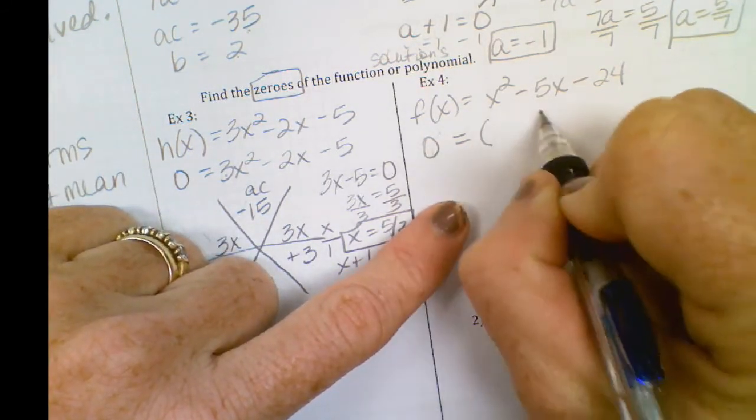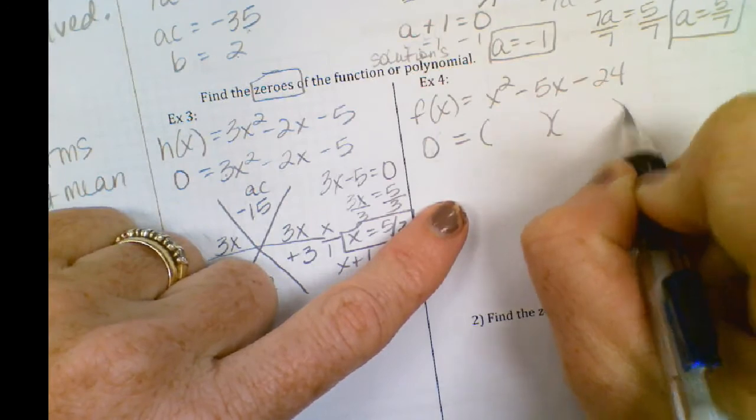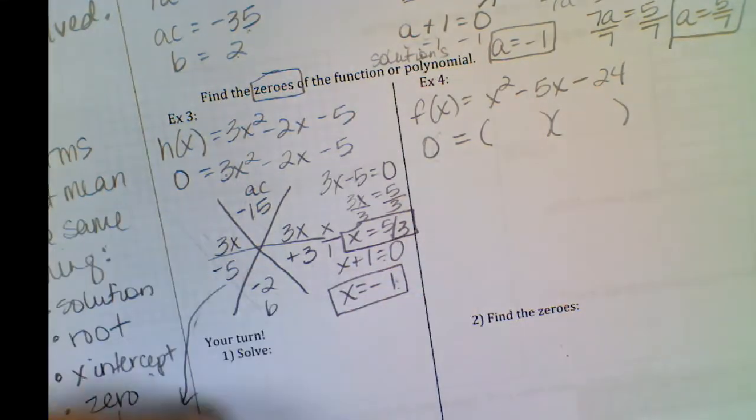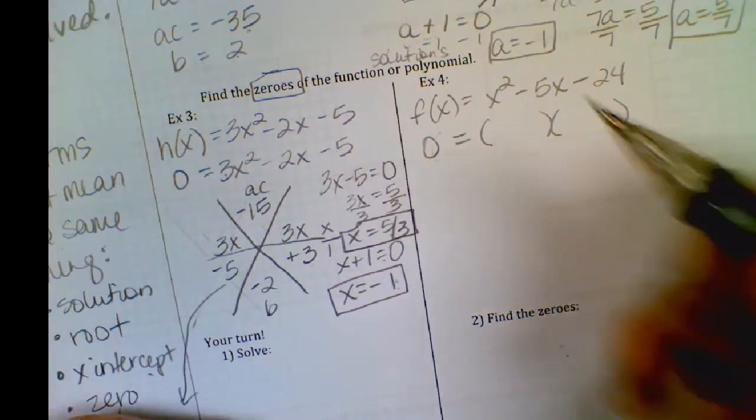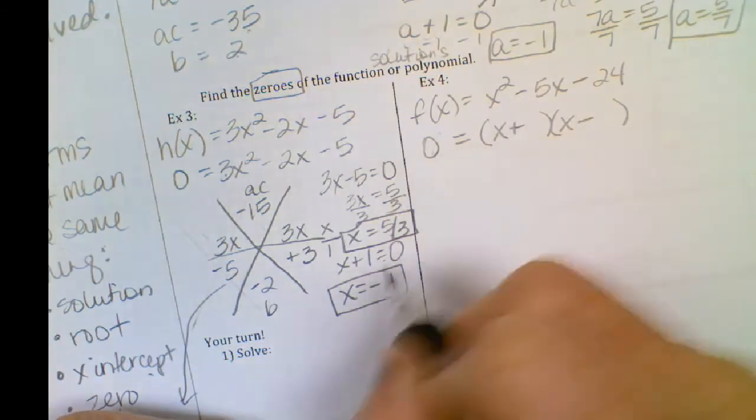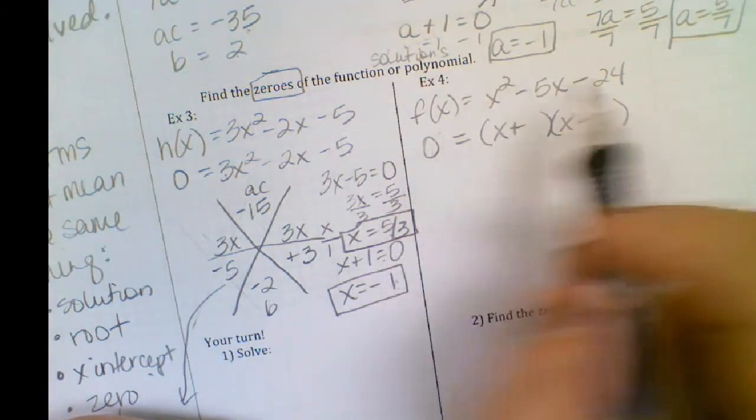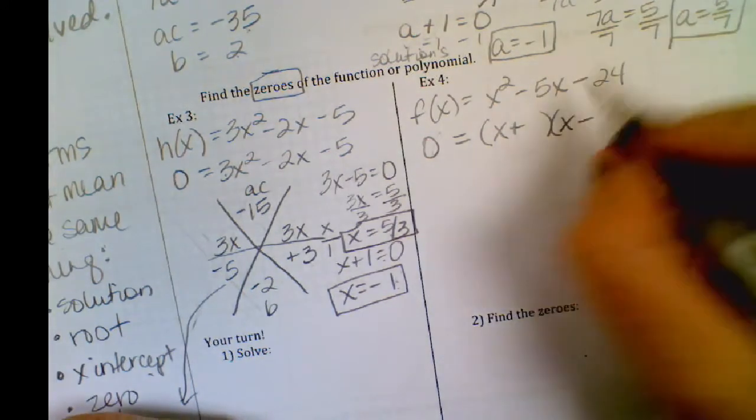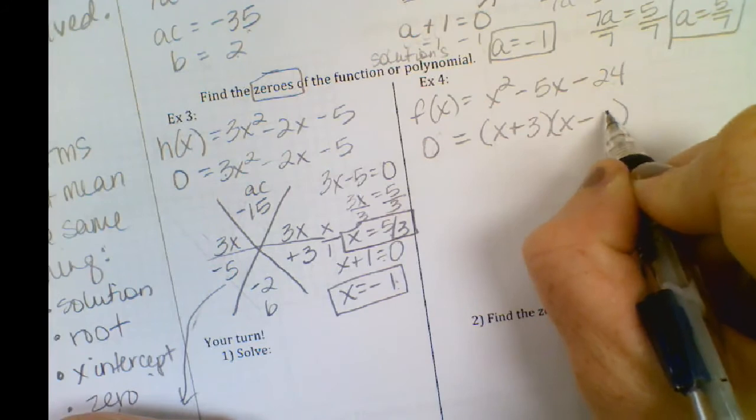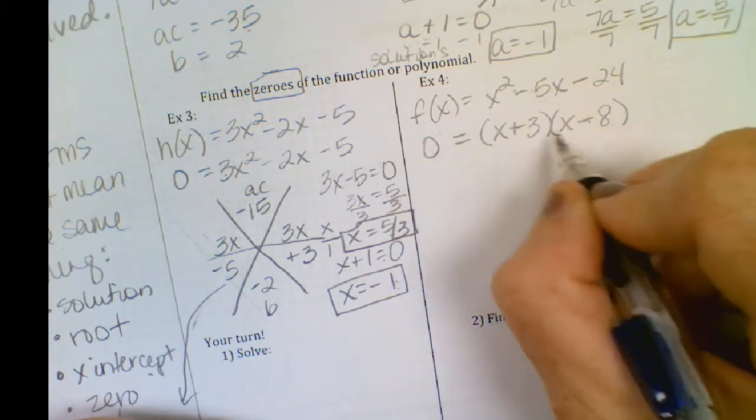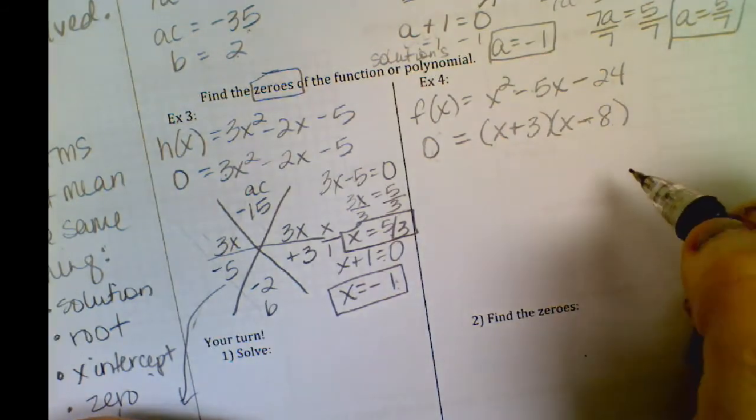So we're going to have 2 numbers that add up to -5 and multiply to -24. Again, I know one of them is going to be positive and one negative. I know that 8 and 3 multiply to 24 and they have a difference of 5. My larger number is going to follow that middle sign. So 3 minus 8 is -5, and 3 times -8 is -24.